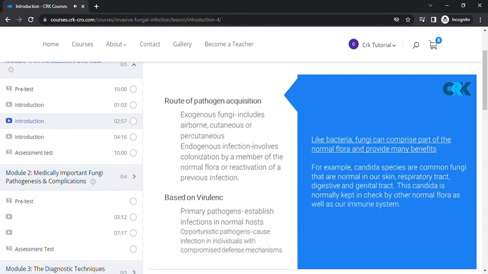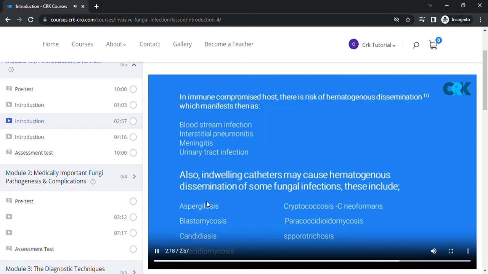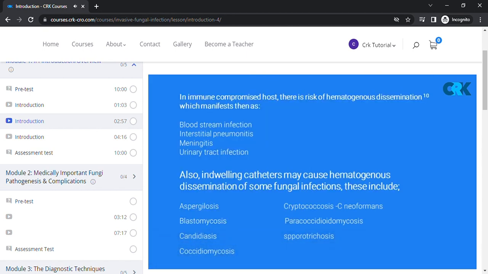They can also be classified by route of pathogen acquisition or based on virulence. In an immune-compromised host, there is risk of hematogenous dissemination, which manifests as bloodstream infection, interstitial pneumonitis, meningitis, or urinary tract infection. Also, indwelling catheters, such as a central line, may cause hematogenous dissemination.